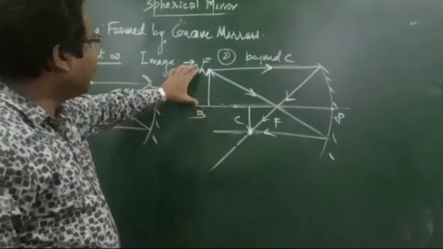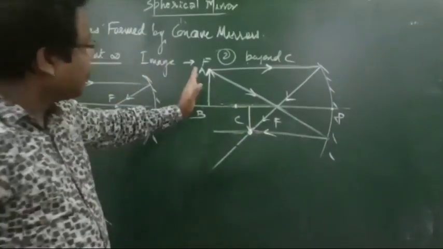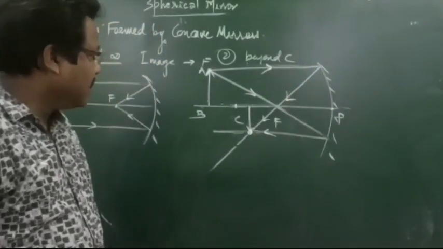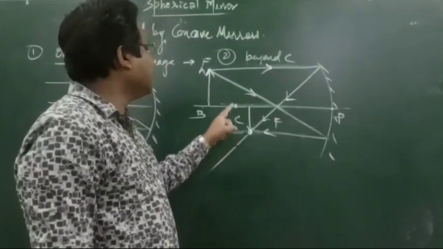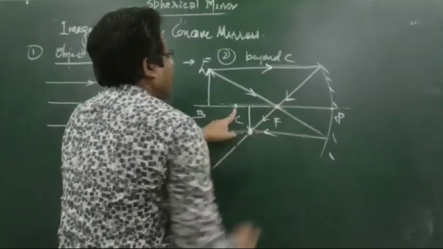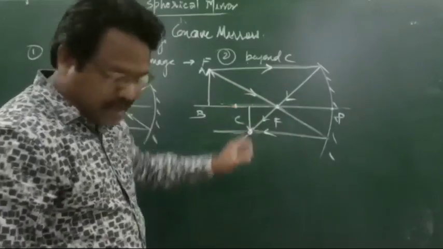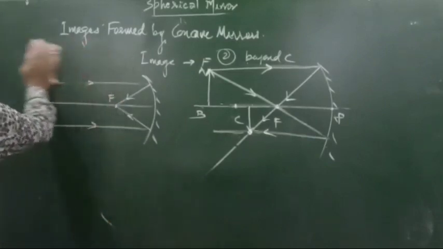Object. So when you have an object beyond C, in between C and infinity, and you keep it in front of a concave mirror, what are you getting? An image formed between the center of curvature and the focus. It is a real image, inverted, and smaller than the object. Okay? After that, the third case.